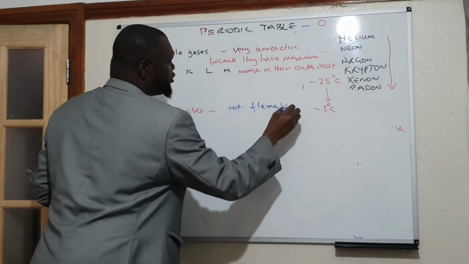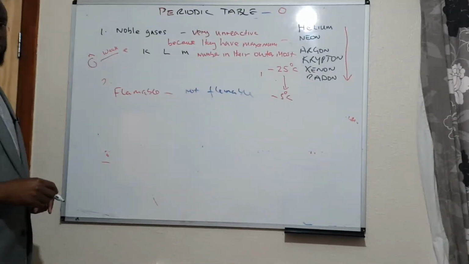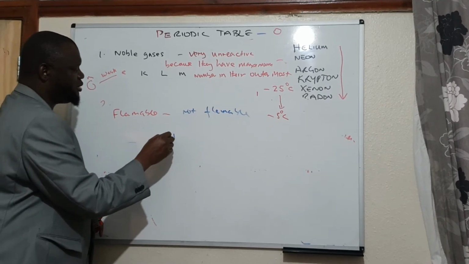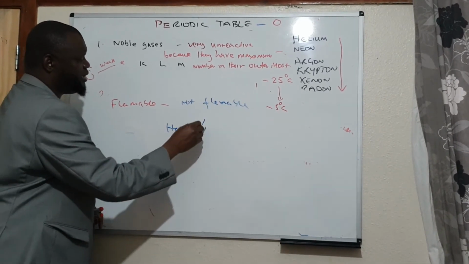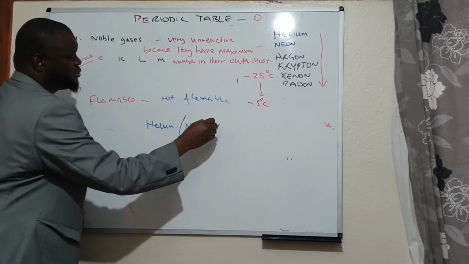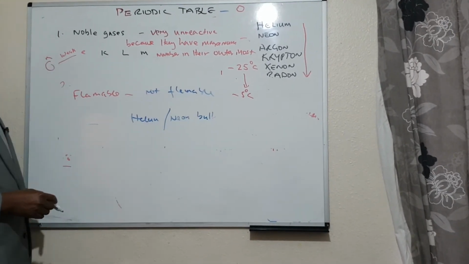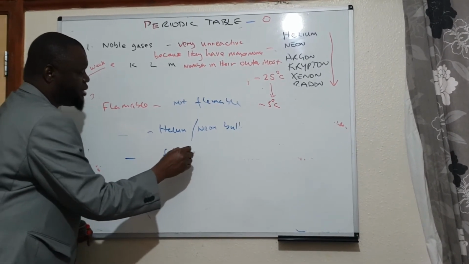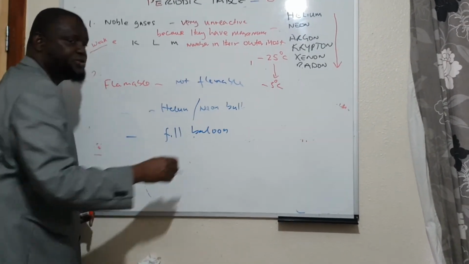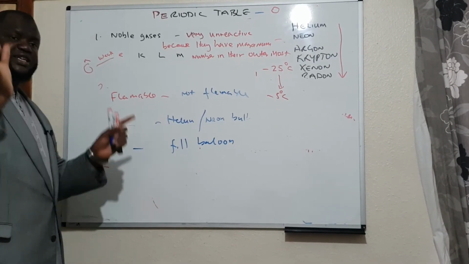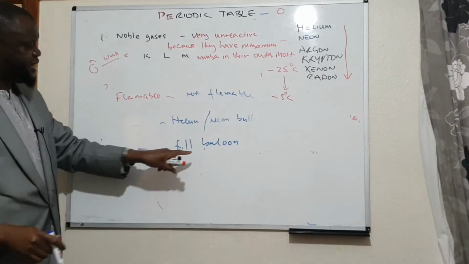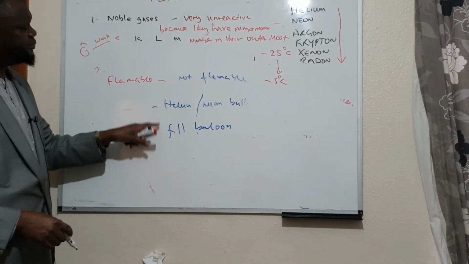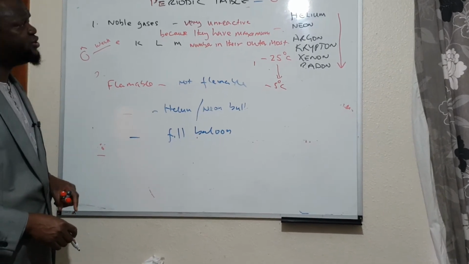So you may ask, what are they used for? They are used to form helium bulbs, helium or neon bulbs. And they are used to fill balloons. When you have these big balloons going up in the sky, they put helium in it. So basically, these are the well-known uses for these noble gases.